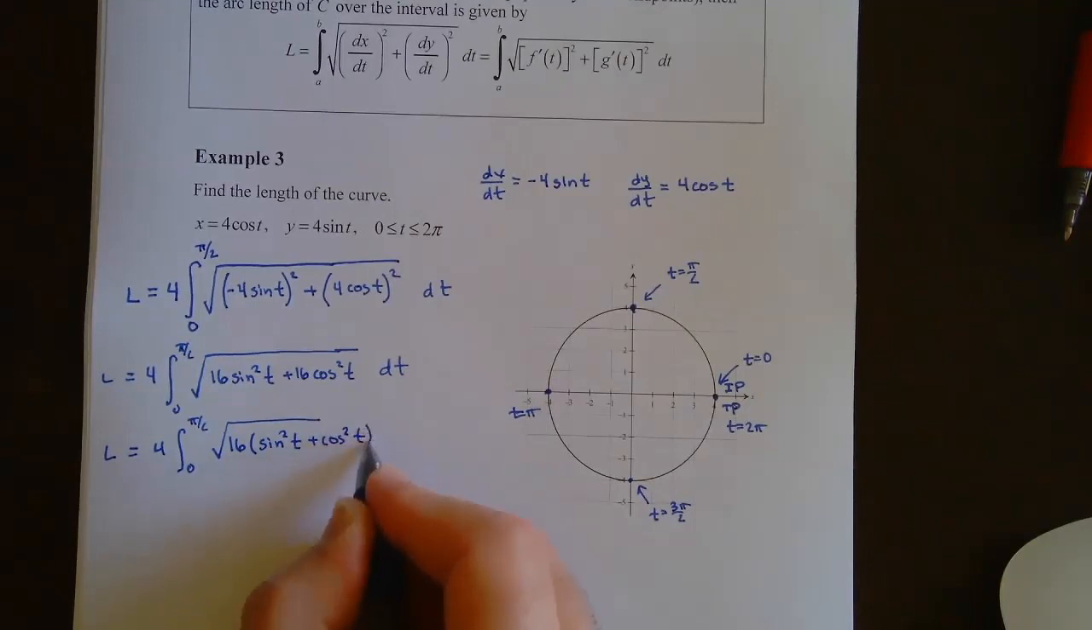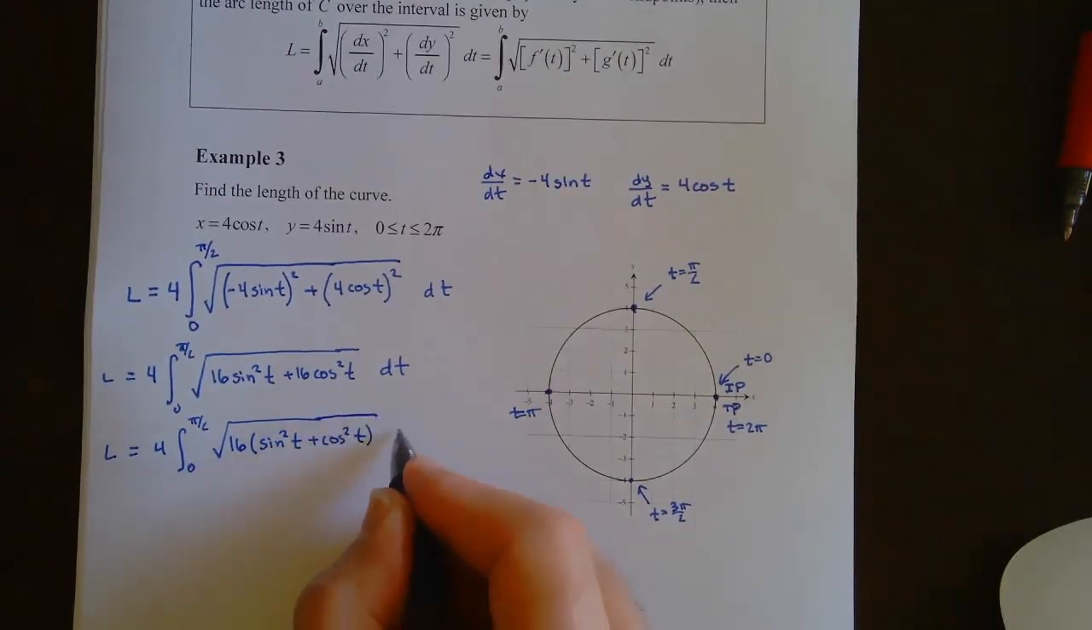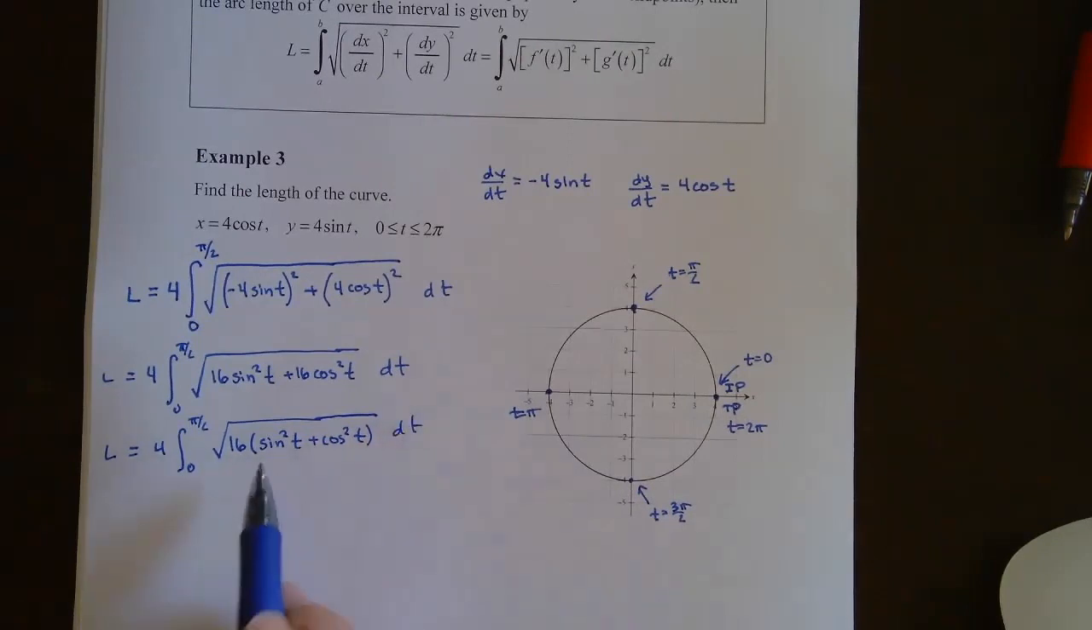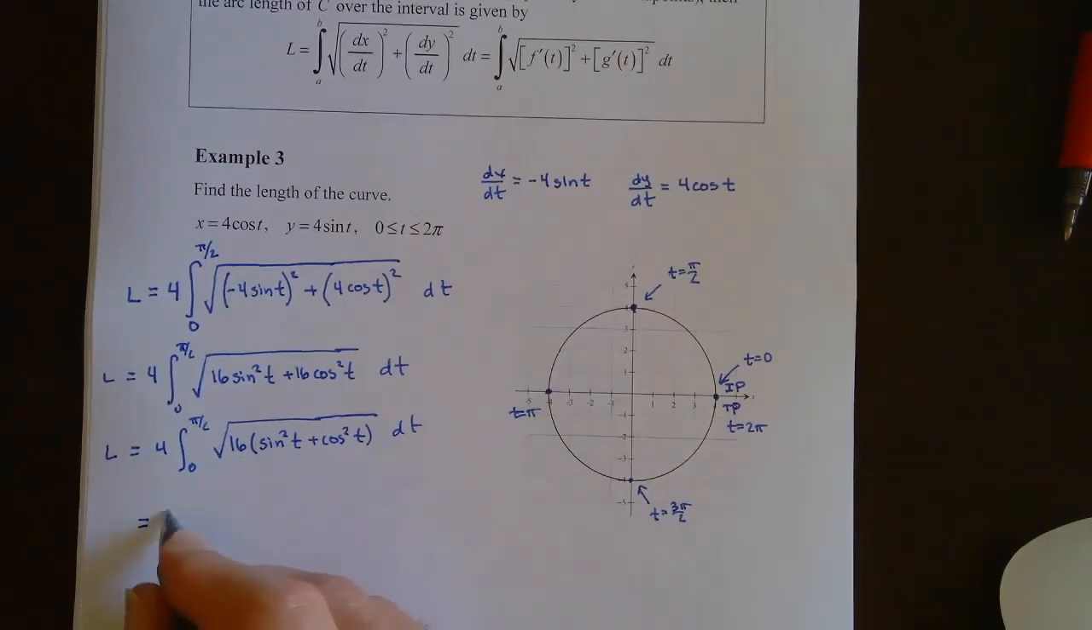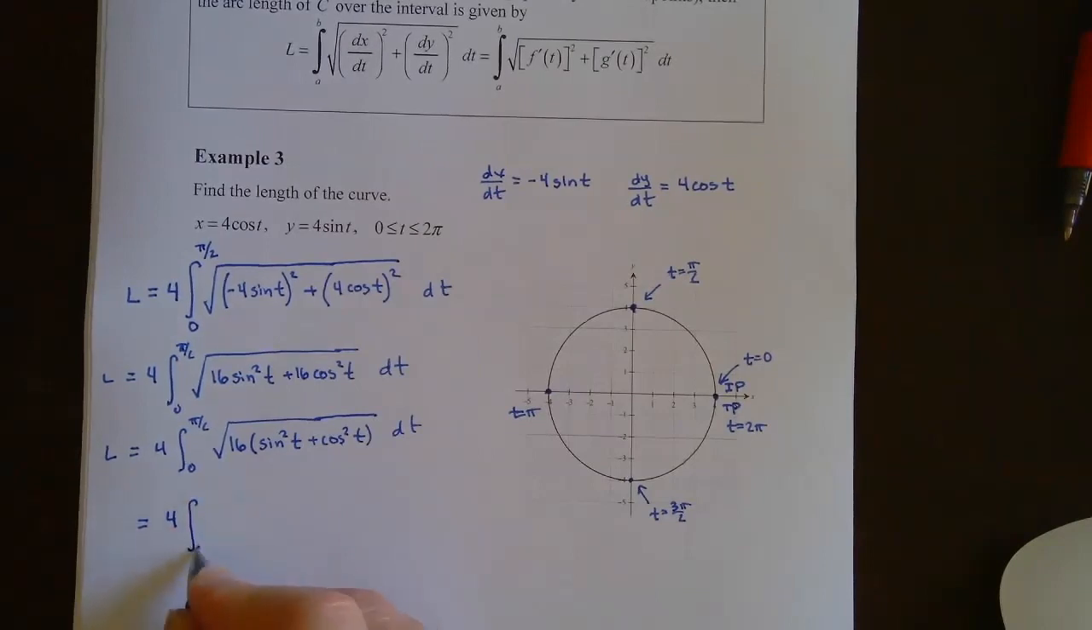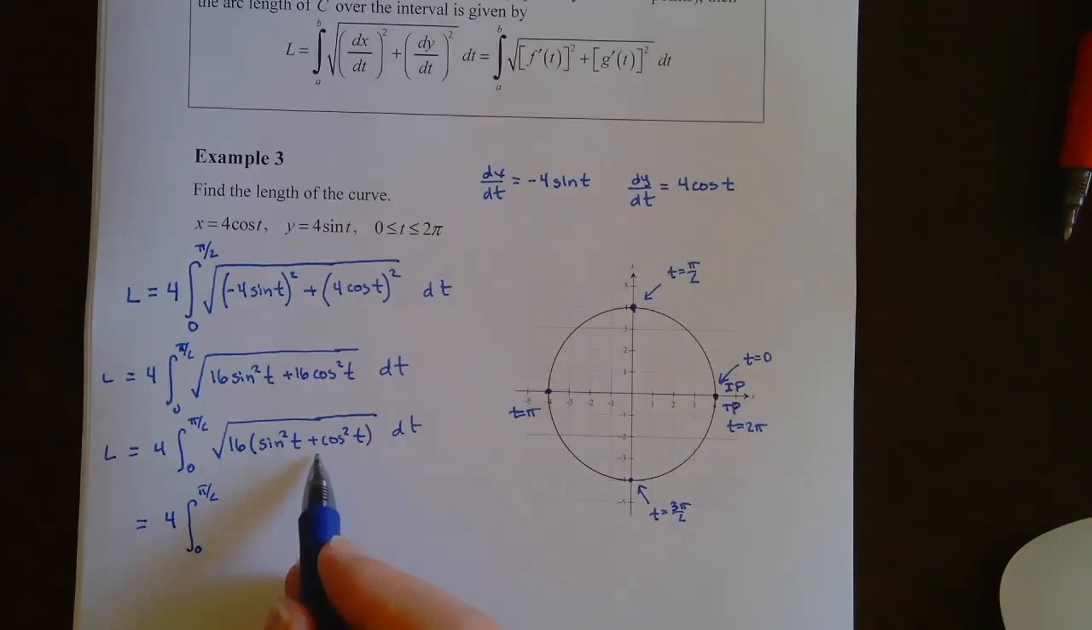Do you see where I'm going to go with this? dt. What is sine squared t plus cosine squared t? That is 1. And so I have the square root of 16, which is 4. Okay? So heck, this is 4 times the integral from 0 to pi over 2 of the square root of 16 times 1, right? And so that would just be 4 dt, right?